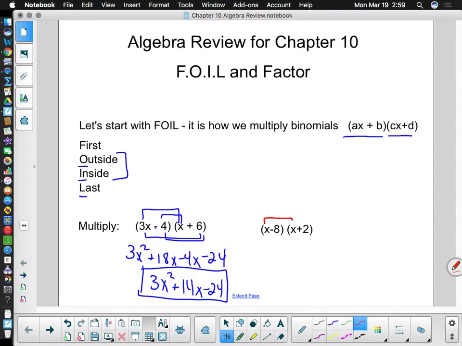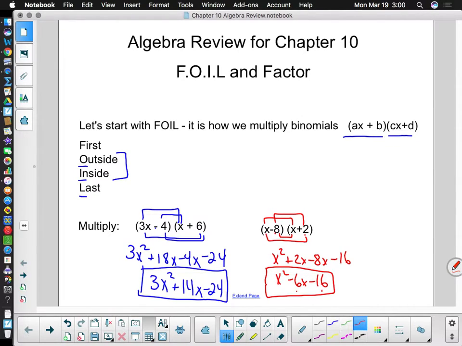So first, x times x is x squared. Outside gives me plus 2x. Inside gives me minus 8x. And last gives me minus 16. So that's x squared minus 6x minus 16. And I'm sure you remember, because it's leading into where we're heading next, that negative 8 plus 2 is negative 6. Negative 8 times positive 2 is negative 16.